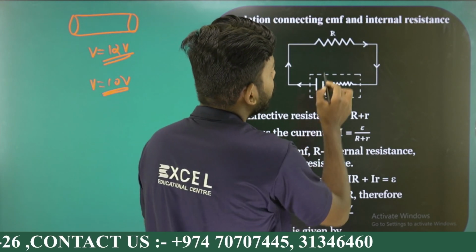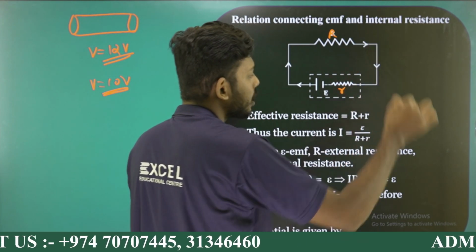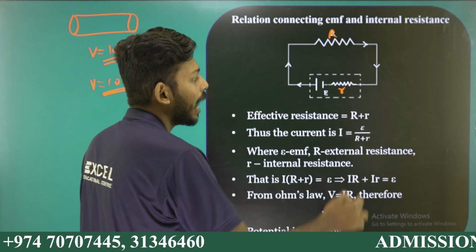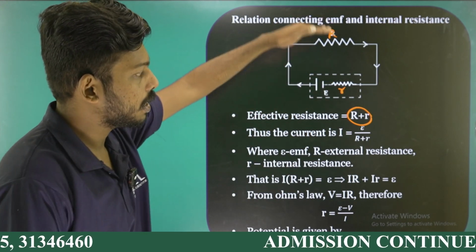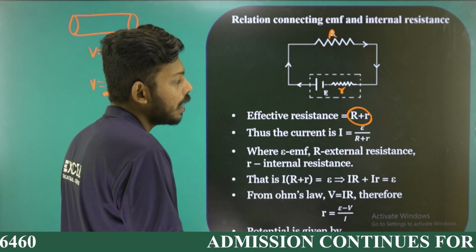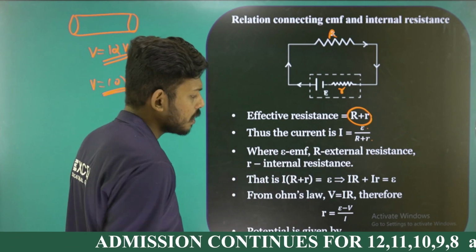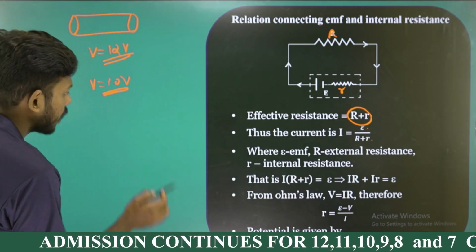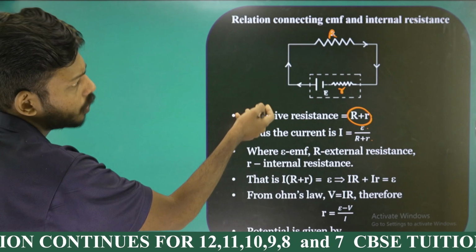Here we go. The circuit has a resistance of capital R. The internal component has a resistance of smaller r. So the effective resistance is capital R plus smaller r, because these two are in a series combination. Thus the current I is equal to epsilon divided by R plus r. It's actually very easy.